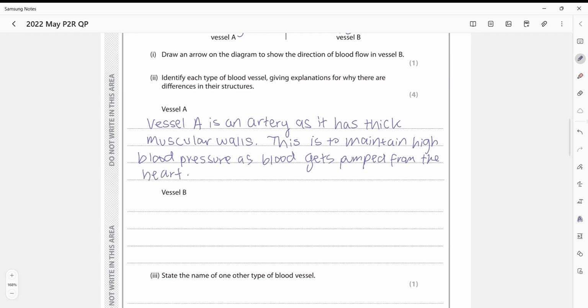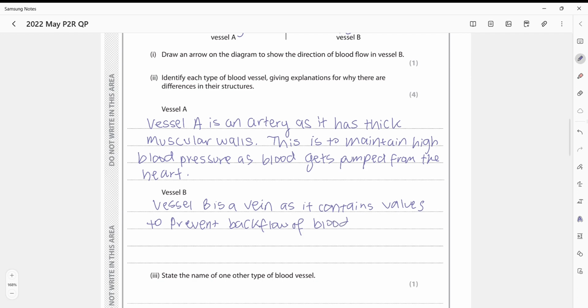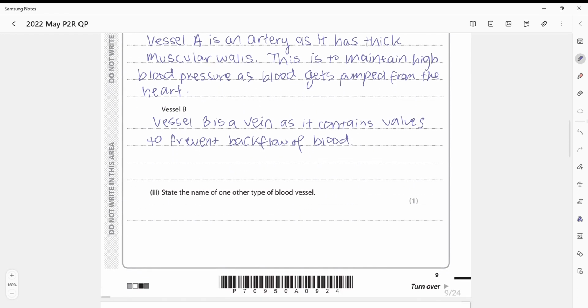Okay, blood vessel B is a vein. Vessel B is a vein as it contains valves to prevent backflow of blood. All right. Part 3, state the name of one other type of blood vessel, that is your capillaries. The capillaries are responsible for nutrient exchange in your tissues. So you would say capillary.